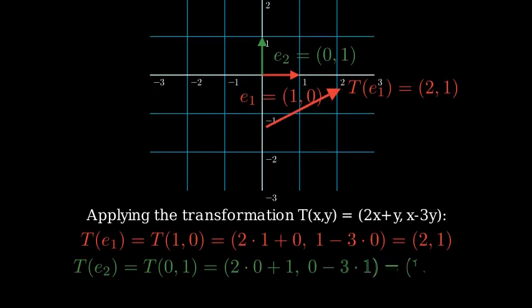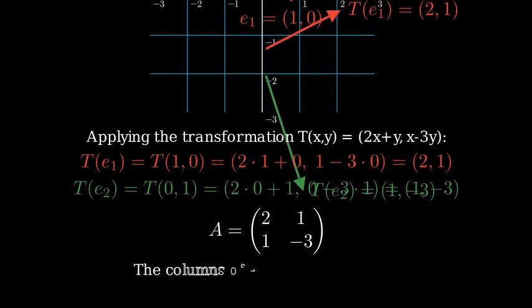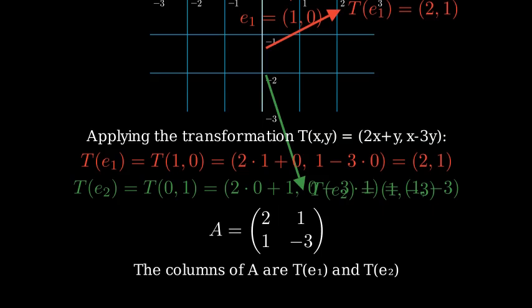Now, we can form the matrix A. The first column is T of e1, which is (2, 1). The second column is T of e2, which is (1, negative 3). Therefore, the matrix representation of our transformation T is this 2 by 2 matrix.